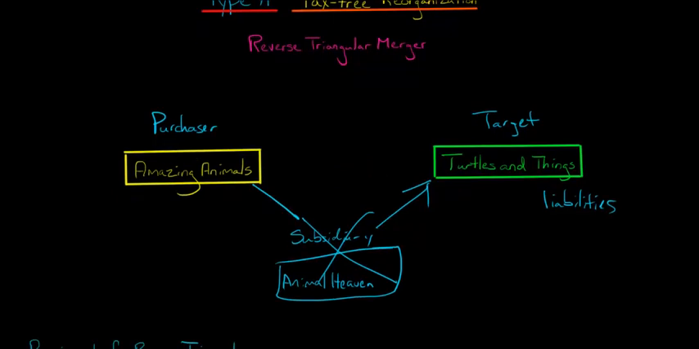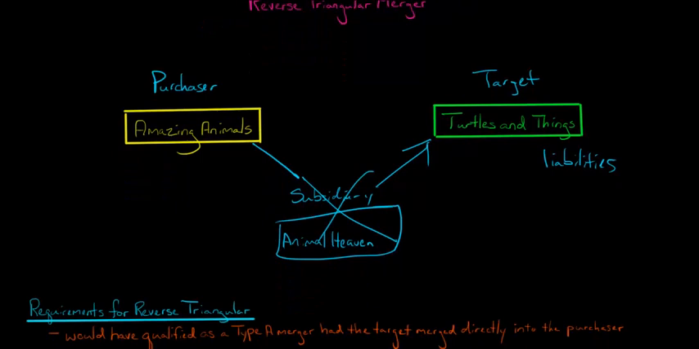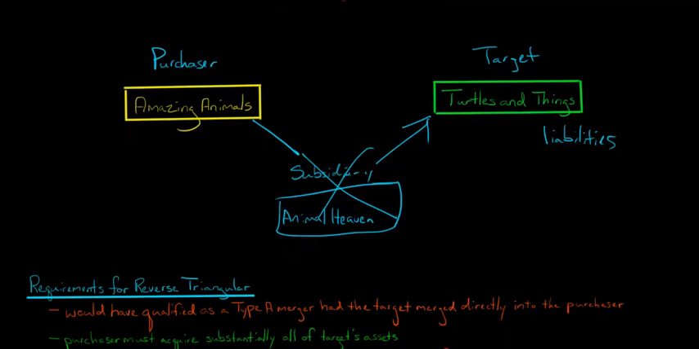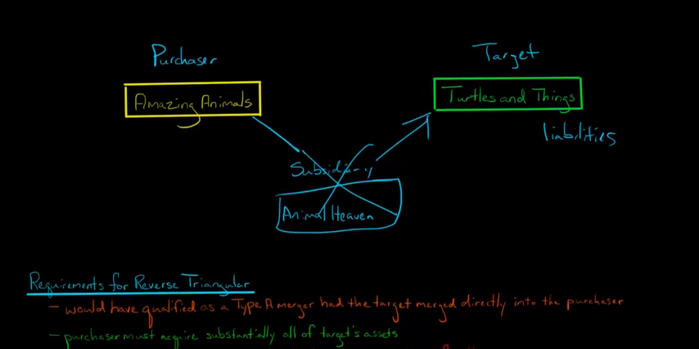So let me give you a quick rundown of some of the requirements for a reverse triangular merger. Number one is that if this would have qualified as a type A merger, had Turtles and Things merged directly into Amazing Animals, then you're okay on that requirement. All the things that you can think about with a regular type A merger are going to apply, although there are a couple of additional things.